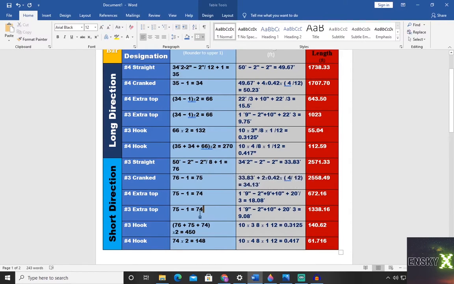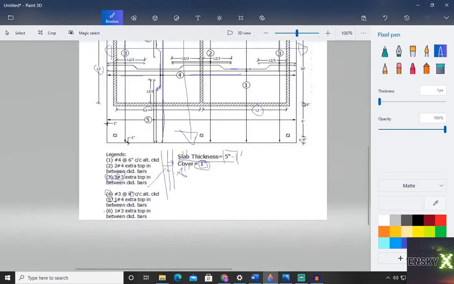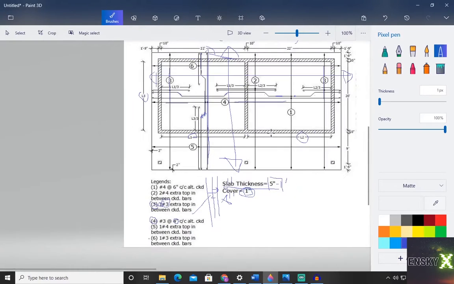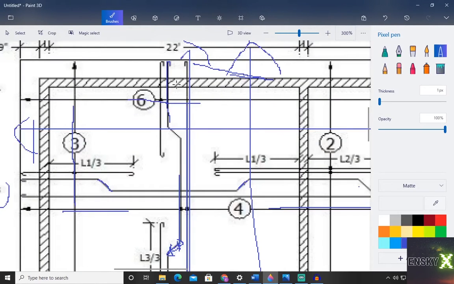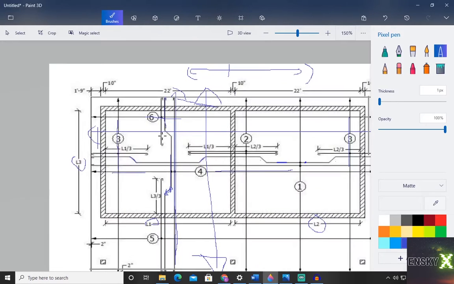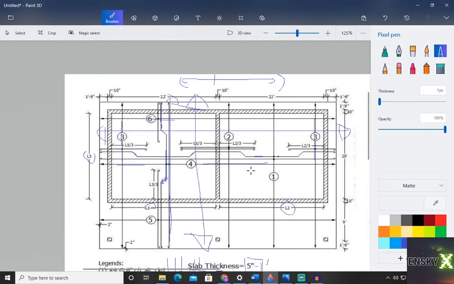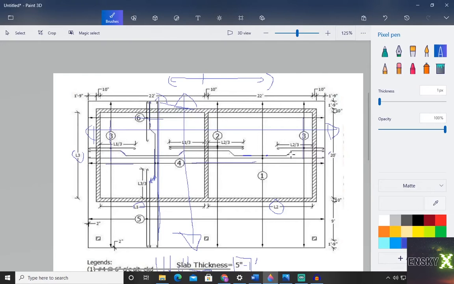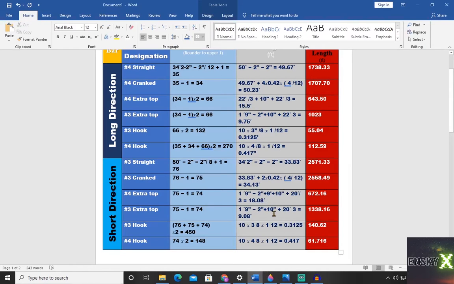Again multiply it by 74, then again extra top, for which in the last lesson we got 1 hashtag 3 extra top in between crank bars. So there is the number 6 line. Here we are getting L3 divided 3 plus 10 inch, where L3 is actually 20 feet. They actually didn't put the calculation value here, but it's very simple. So L3, first put L3 divided 3, then plus 10 inch, then plus 1 feet 9 inch, then minus 2 inch for spacing. This is very simple. So 1 feet 9 inch minus 2 inch plus 10 inch plus 20 feet divided 3. So we are getting 9 feet 8 inch, then multiplied by 74, we are getting the total length.